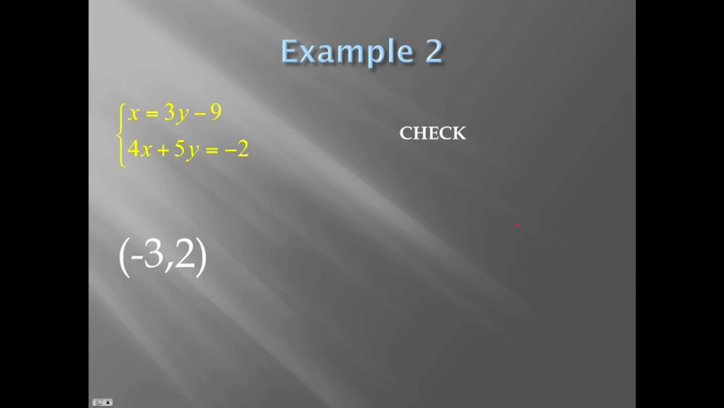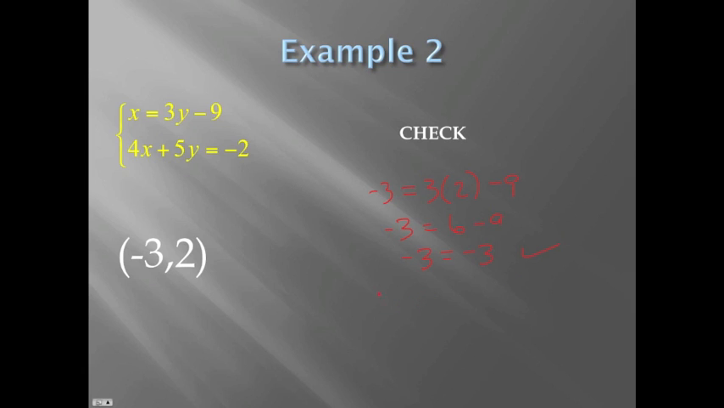We got our solution of negative 3, 2. So let's plug it in. I'm going to start off with the top one again. That's going to give me negative 3 equals 3 times 2 minus 9. So negative 3 equals 6 minus 9. And that means negative 3 equals negative 3. That looks good.